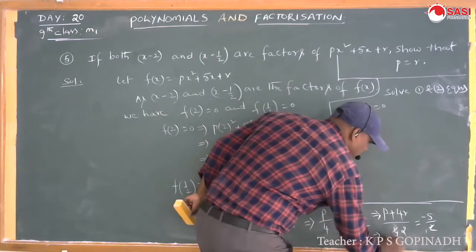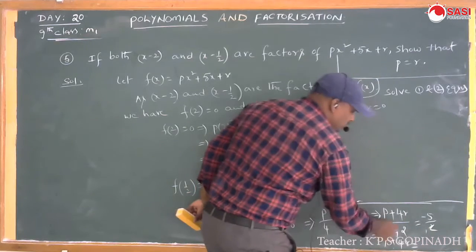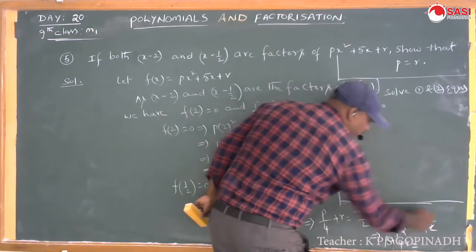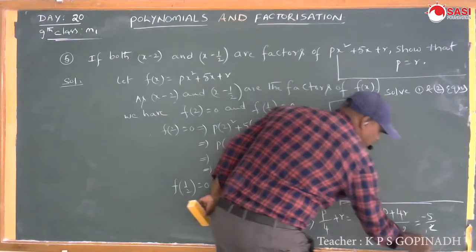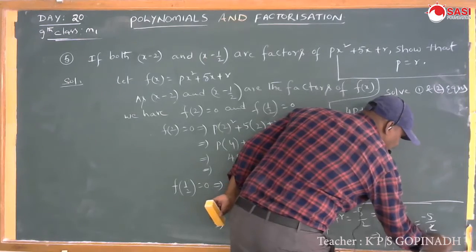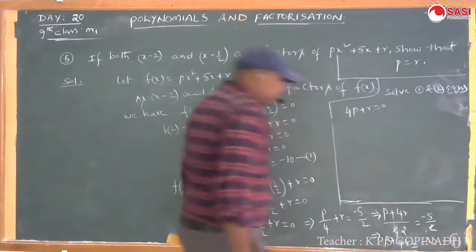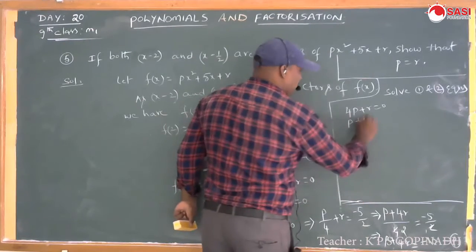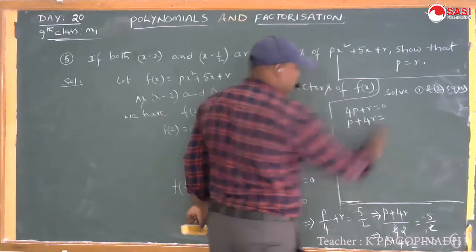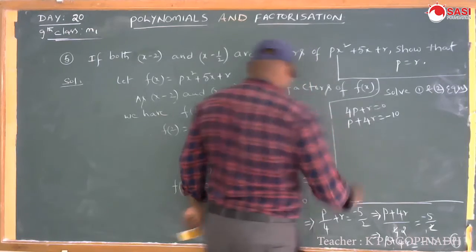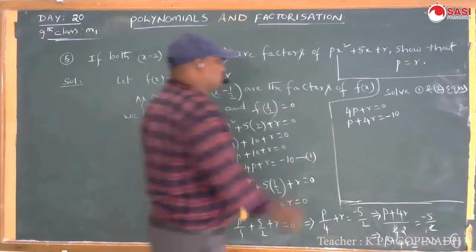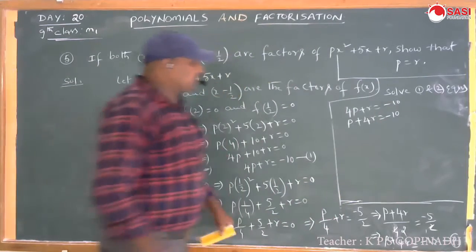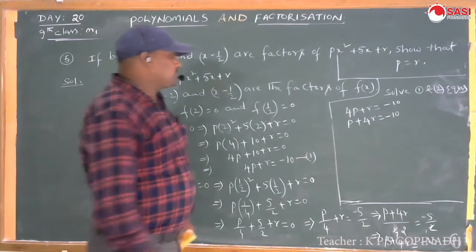So p plus 4r is equal to p plus 4r into 1, p plus 4r, and 2 into 5 is 10. Here plus into minus is minus 10, which is the second equation. This is the second equation. Now p plus 4r is equal to minus 10. And 4p plus r is equal to minus 10, and p plus 4r is equal to minus 10. Now solve these two equations.